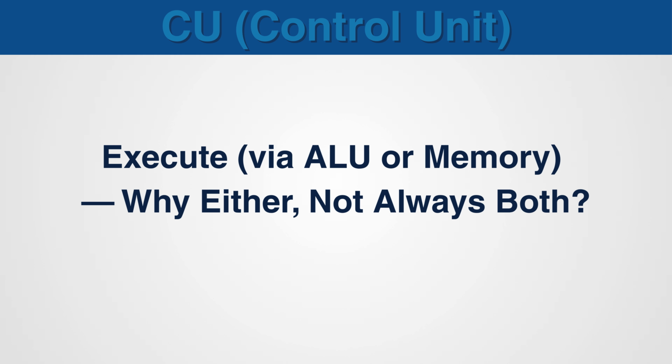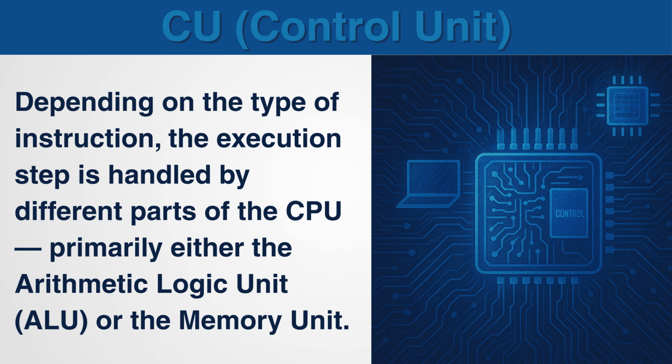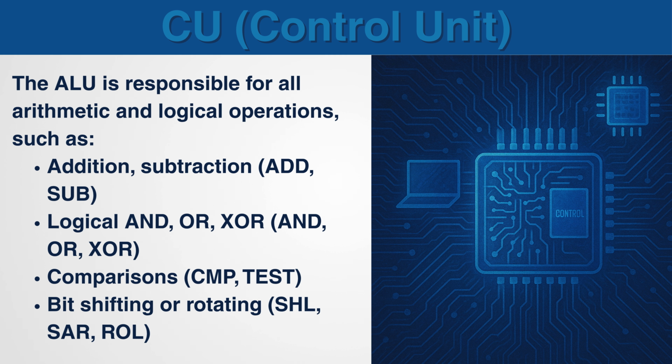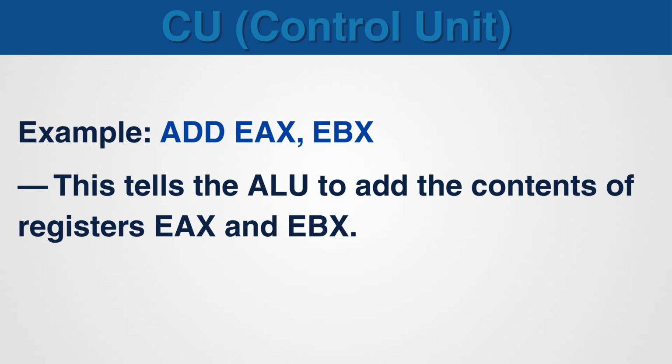Now, once the control unit has decoded the instruction, it moves to the execute phase. Depending on the type of instruction, the execution step is handled by different parts of the CPU, primarily either the arithmetic logic unit or the memory unit. The ALU is responsible for all arithmetic and logical operations like addition, subtraction, logical AND, OR, XOR, comparisons, bit shifting, or rotating. In these cases, the data being operated on is already inside CPU registers or fetched from memory beforehand, and the ALU performs the computation. The result is often stored back in a register.